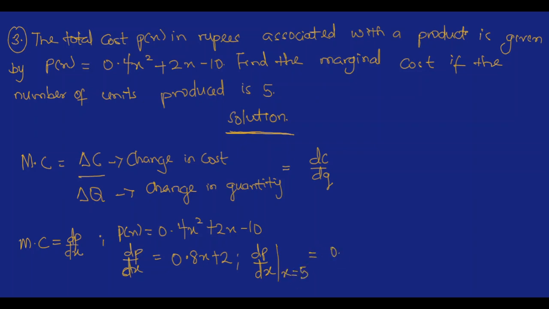So this becomes 0.8 multiplied by 5 plus 2, which is equal to 6 rupees. Therefore, the marginal cost is equal to 6 rupees.